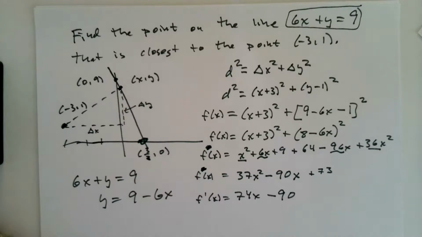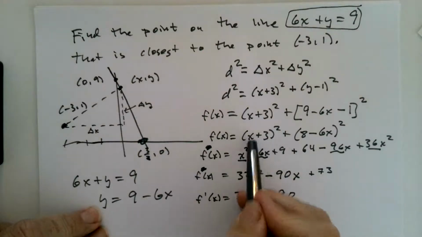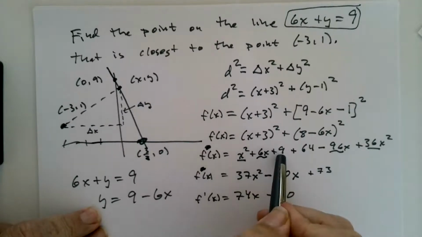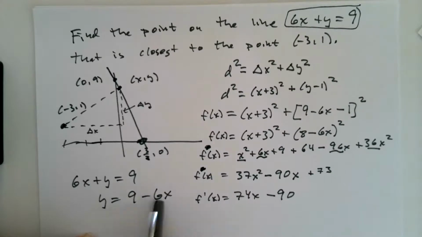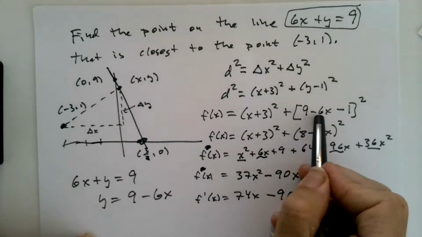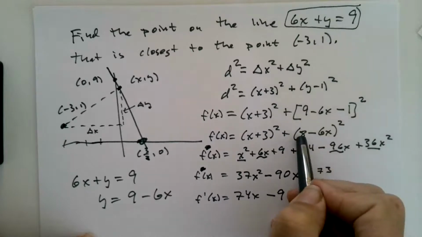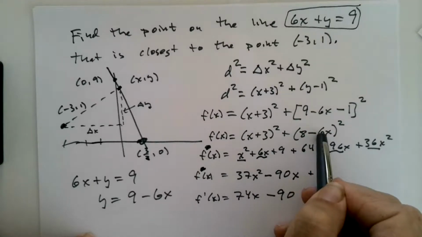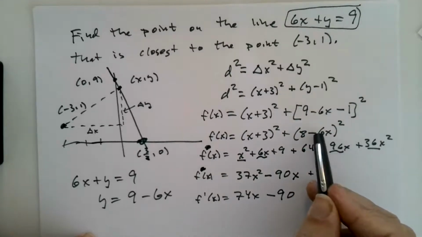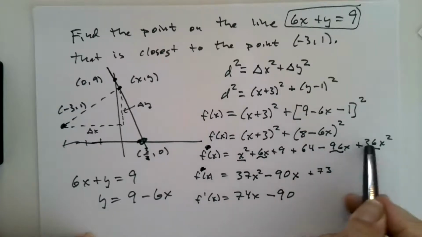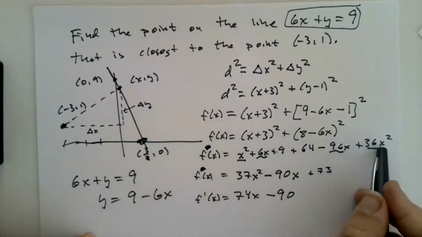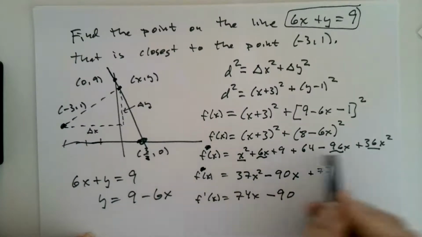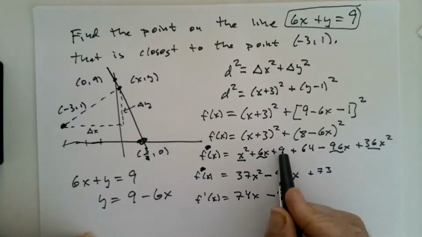Well, the algebra here gets pretty nasty. So let me walk you through what I did here. x plus 3 quantity squared: x squared plus 3x plus 3x plus 9, so x squared plus 6x plus 9. 9 minus 6x was y, I need y minus 1 squared, so 9 minus 6x minus 1 squared. That's 8 minus 6x squared. 64, 8 times negative 6x, negative 48, negative 48, negative 96x. Negative 6x times negative 6x, positive 36x squared. So 1x squared and 36x squared is 37x squared. 6x minus 96x, negative 90x. 9 and 64 is 73.